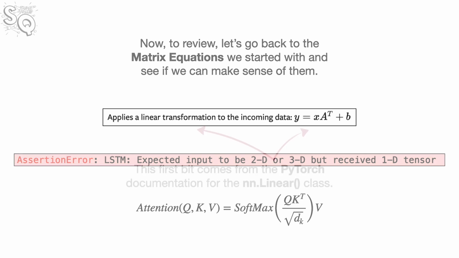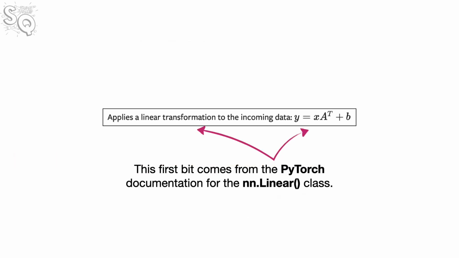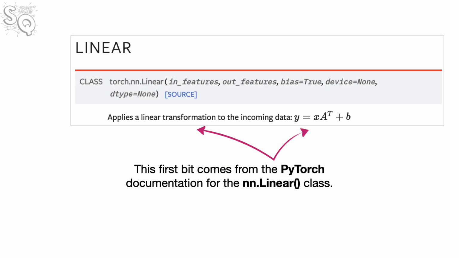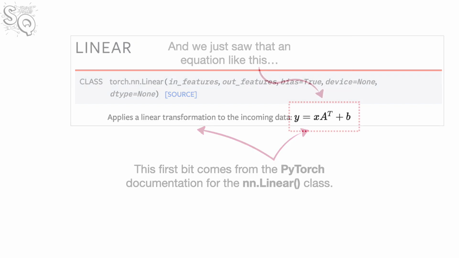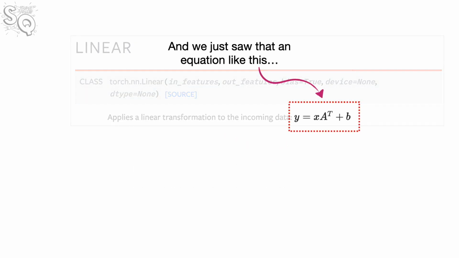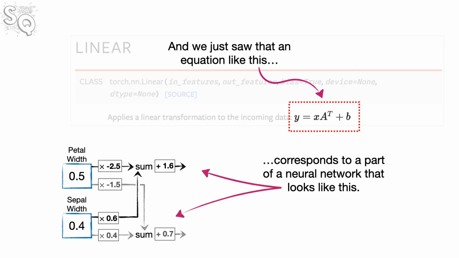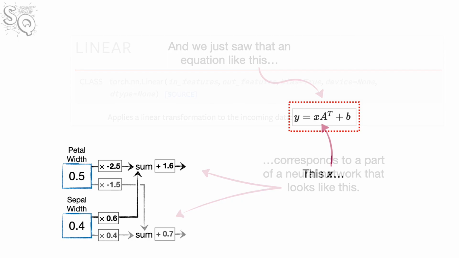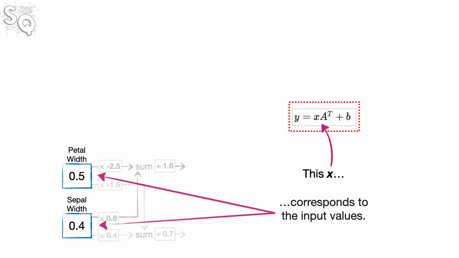Now, to review, let's go back to the matrix equations we started with and see if we can make sense of them. This first bit comes from the PyTorch documentation for the nn.Linear class. And we just saw that an equation like this corresponds to a part of a neural network that looks like this.